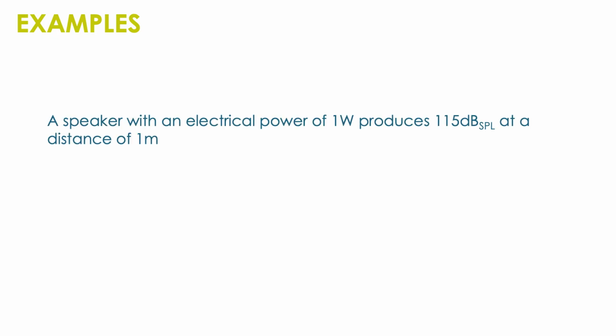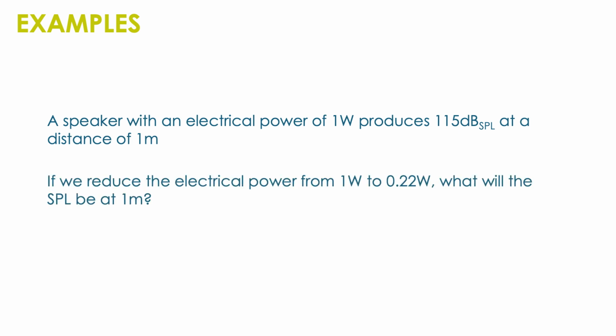Second, power reduction. So a speaker with an electrical power of 1 watt produces 115 decibel SPL, as before, as in the example we have done just before. And this is at a distance of 1 meter. If now we reduce the electrical power from 1 watt to 0.22 watts, what will be the SPL still at 1 meter? So now we actually decrease the power of our system.